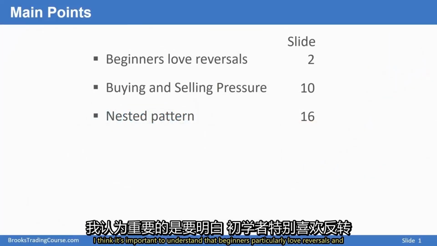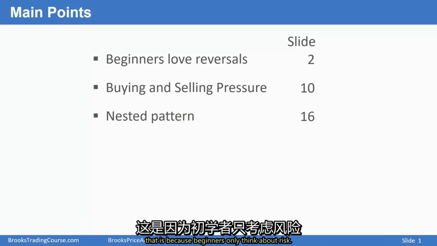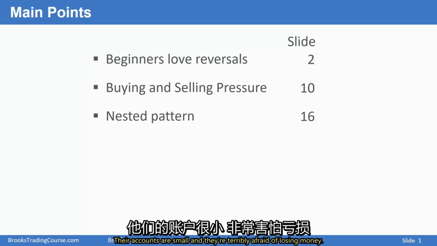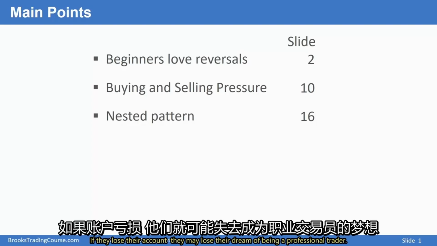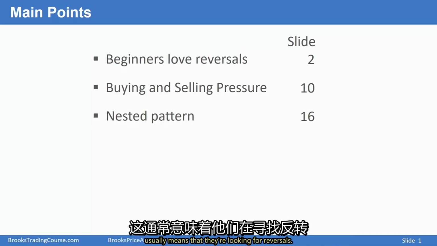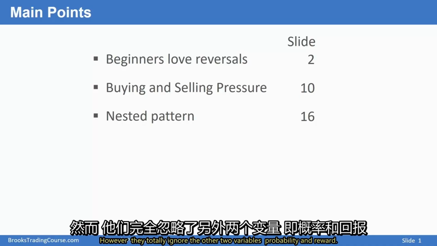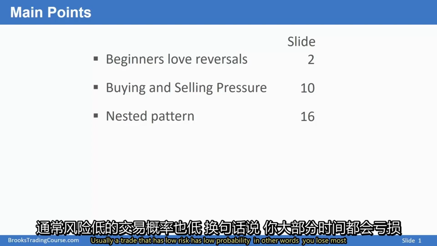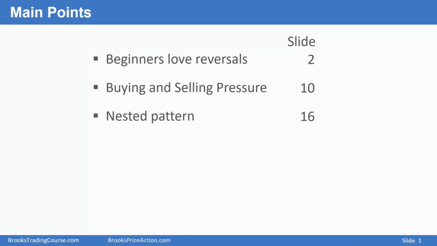I think it's important to understand that beginners particularly love reversals, and that is because beginners only think about risk. Their accounts are small, and they're terribly afraid of losing money. If they lose their account, they may lose their dream of being a professional trader. And because of that, they're always looking for trades that have the smallest risk, and that usually means that they're looking for reversals. However, they totally ignore the other 2 variables, probability and reward, and usually a trade that has low risk has low probability. In other words, you lose most of the time.